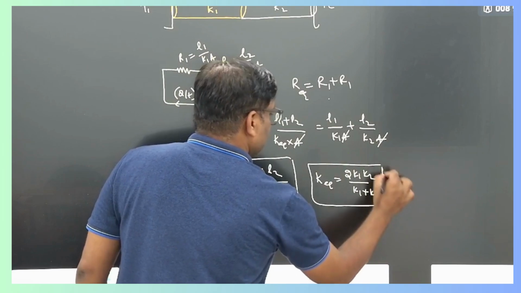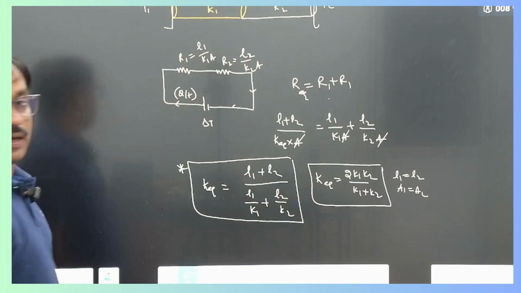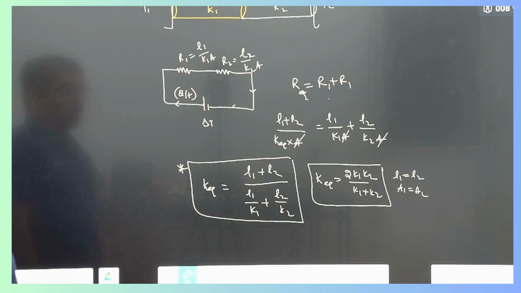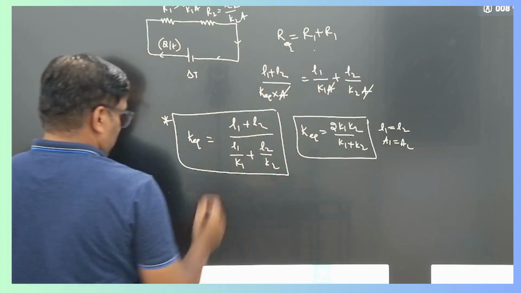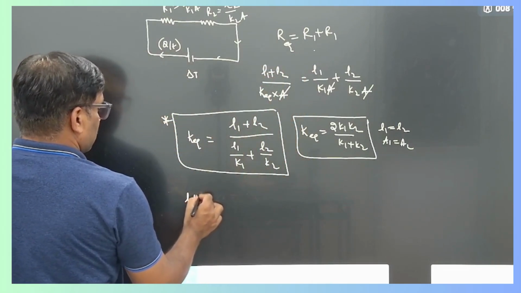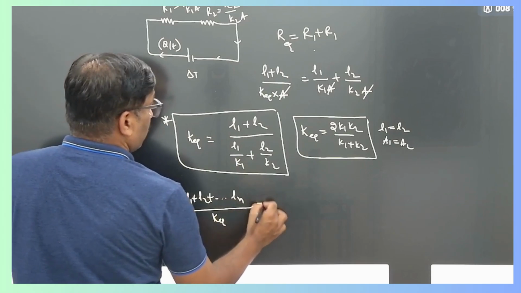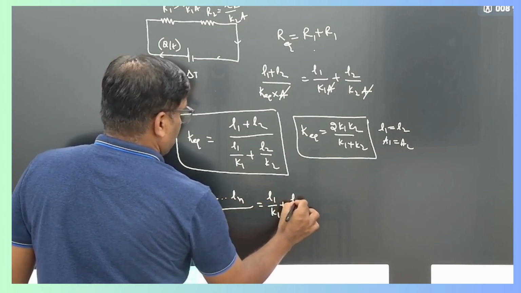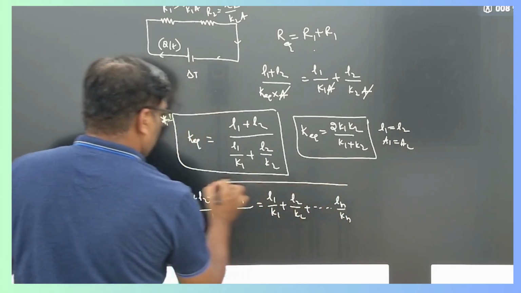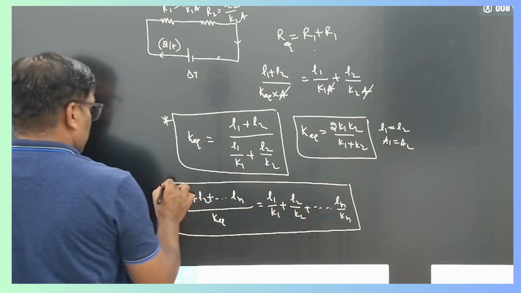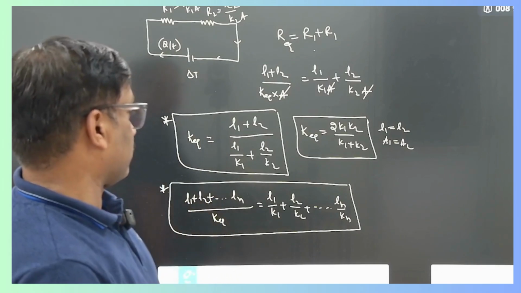So what is the condition here? L1 is equal to L2, A1 is equal to A2. Clear? Now, if n number of rods are there and they are connected in series, how do we write it? You can remember this one. L1 plus L2 plus so on up to Ln by K equivalent will be equal to L1 by K1 plus L2 by K2 plus so on up to Ln by Kn. This is the combination of rods connected in series. Clear?